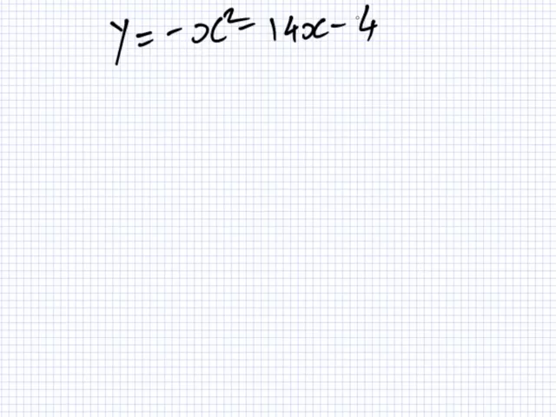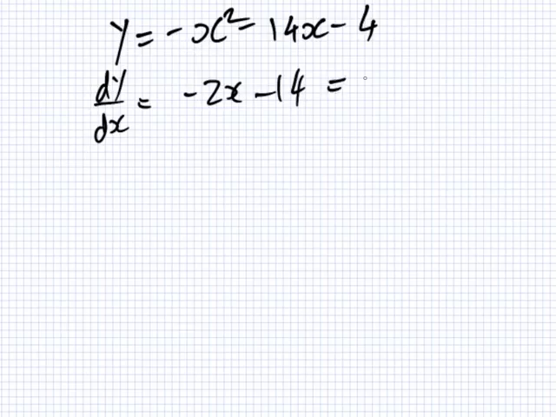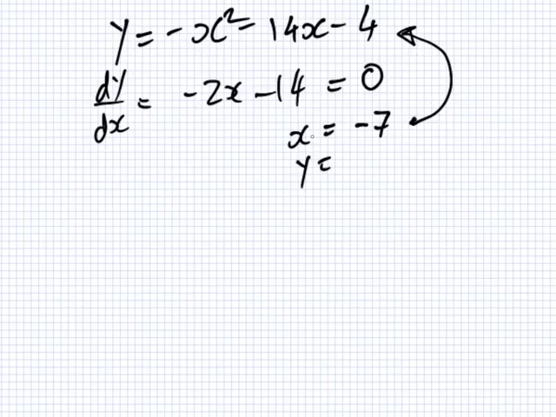Okay, so let's have a look. The first derivative is minus 2x minus 14. You want this to equal 0, so here we get x equals minus 7. We can put that back in to get the y. So let's see what we get: minus 49 plus 14 times 7 minus 4. I got 45. Okay, so we have our point minus 7, 45.